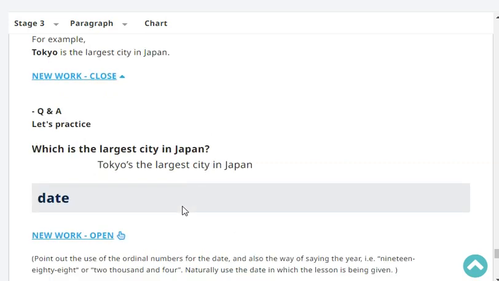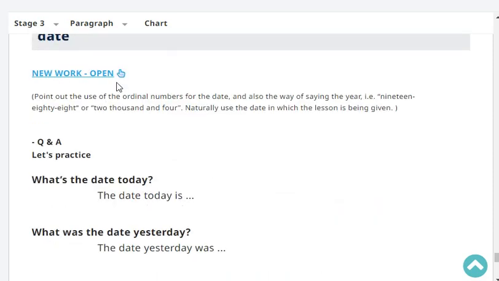Which is the largest city in Japan? Tokyo. Tokyo is the largest city in Japan. Very good. Let's repeat.